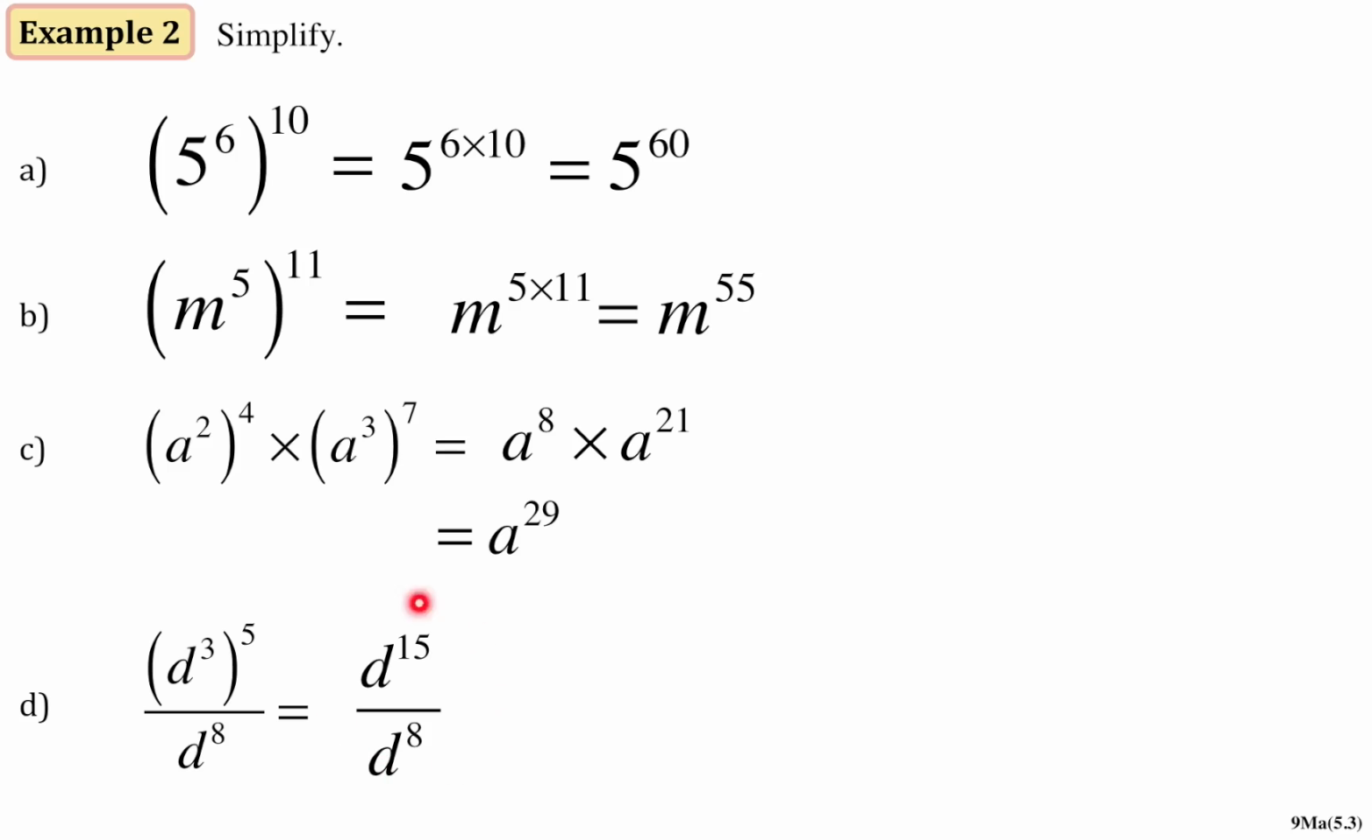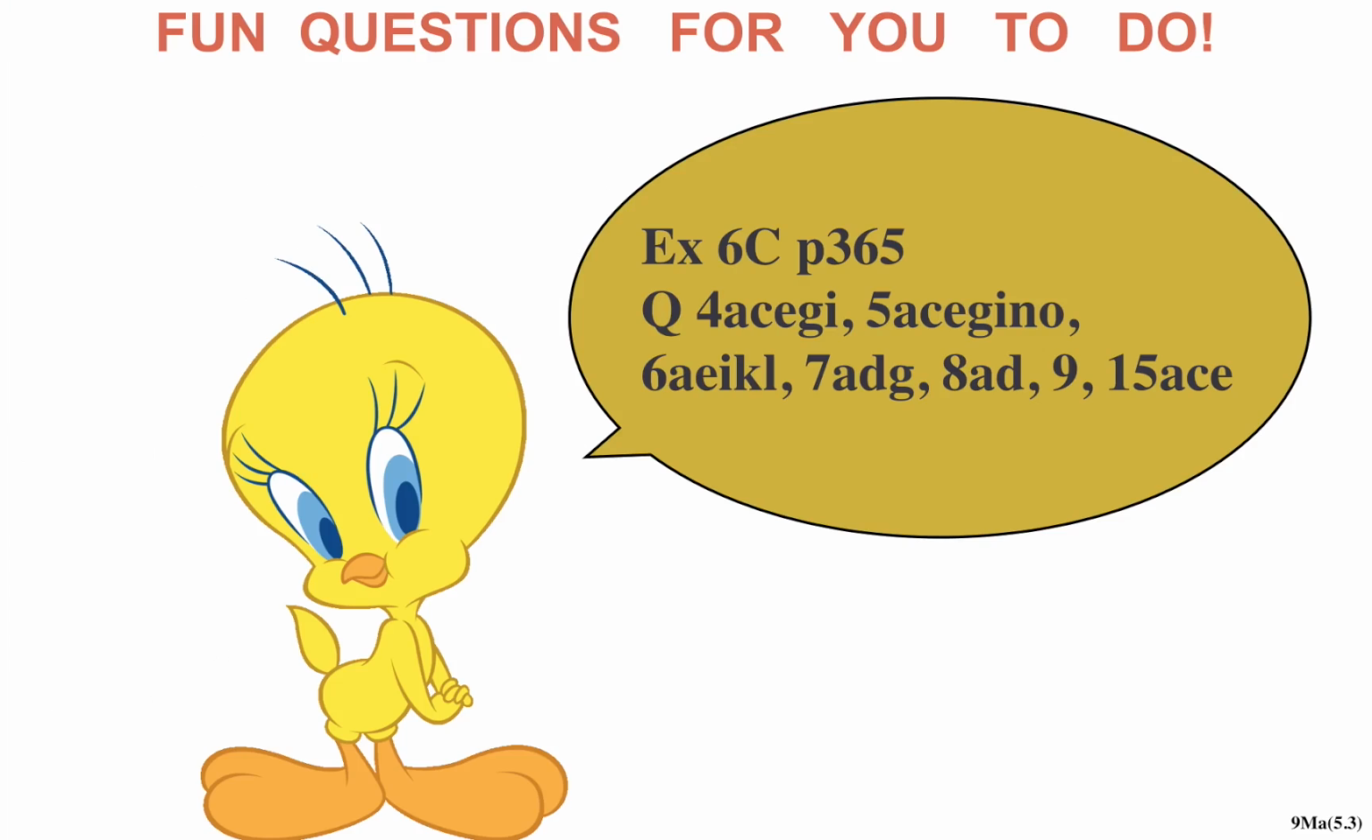Now I'm dealing with a fraction, because I wanted to get rid of the brackets first up here. Remember BODMAS says deal with the brackets first. Now, I've got a fraction. When you've got a fraction, that's dividing. So when you're dividing, got the same base of d, minus the powers. 15 take away 8 is 7. So d to the power of 7 is your answer.